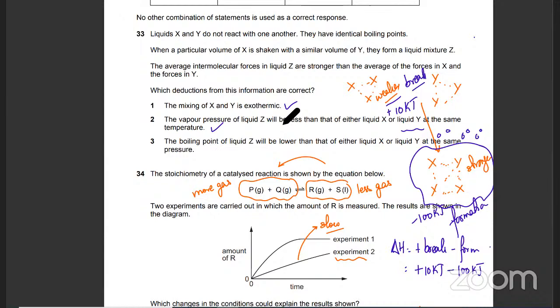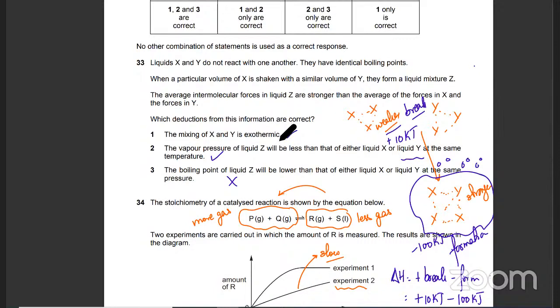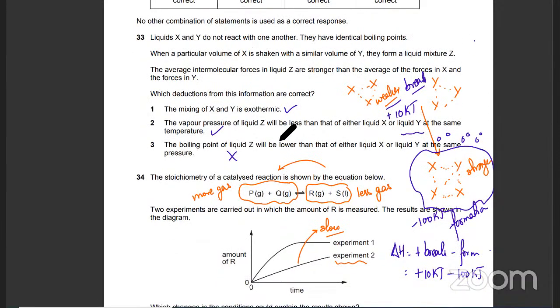So the vapor pressure of liquid Z will be less than either one of them. And the boiling point of liquid Z will be higher, because of the stronger attractive force. That one is wrong. Anyway, vapor pressure is not in your course. Vapor pressure is simply the pressure exerted by the vapor when a liquid is evaporating. But is the first part clear? Exothermic. Is this clear? Yes, sir.